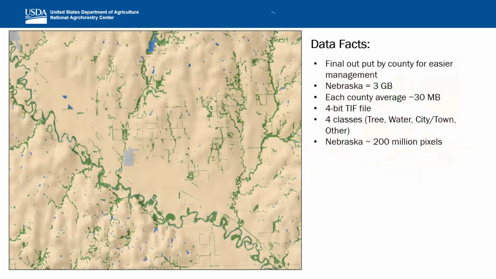Just some facts about output, and this is a map of what that data looks like. We work on a county basis for easier data management, both on our end and for the user. We've tried to minimize output file size, which is a 4-bit raster TIFF file. And for example, the entire output for Nebraska is only about 3 gigs big. And for Nebraska, we processed about 200 million pixels.